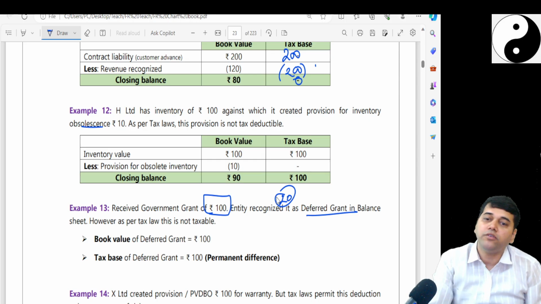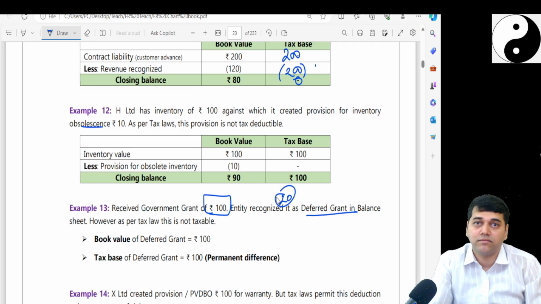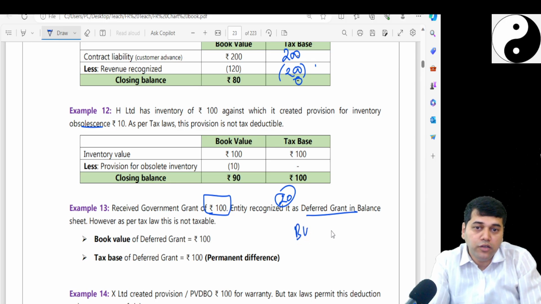Now, you passed one accounting entry. What accounting entry did you pass? Bank account debit to deferred government grant. So, book value, deferred government grant, 100 rupees came.